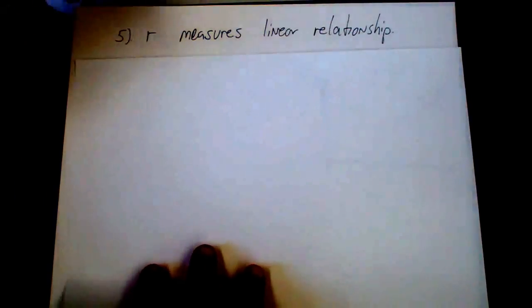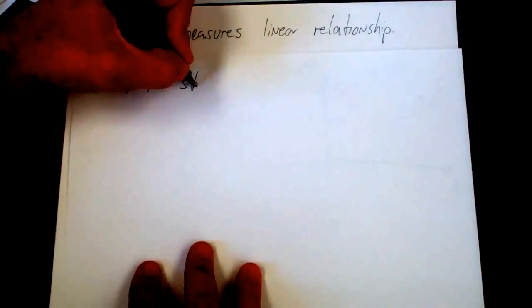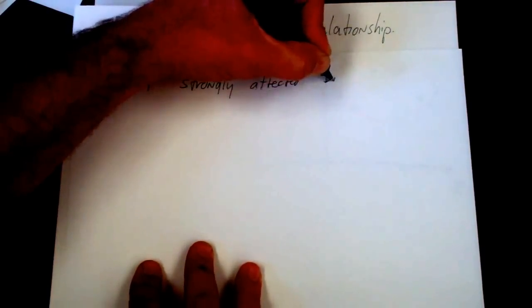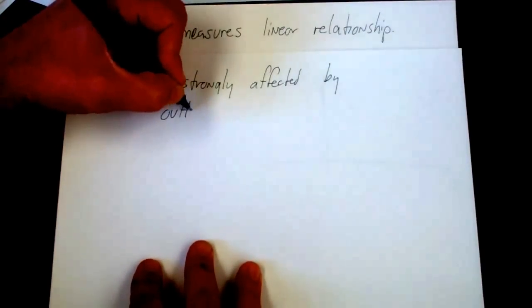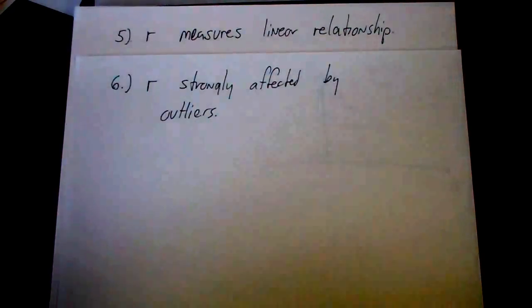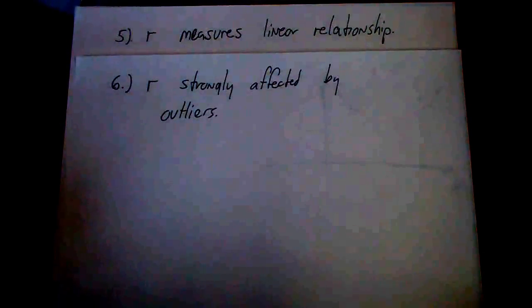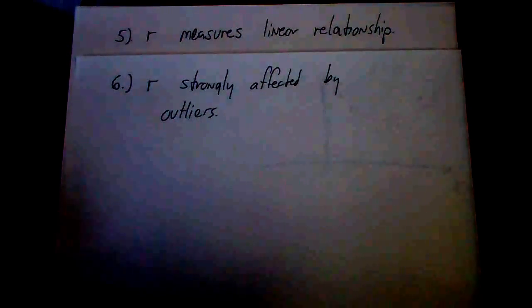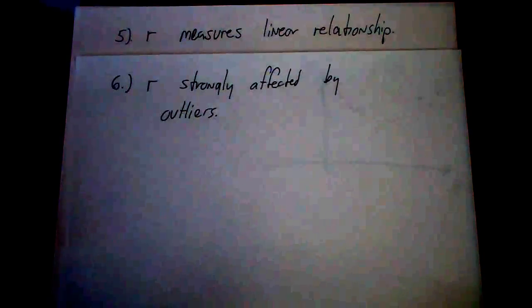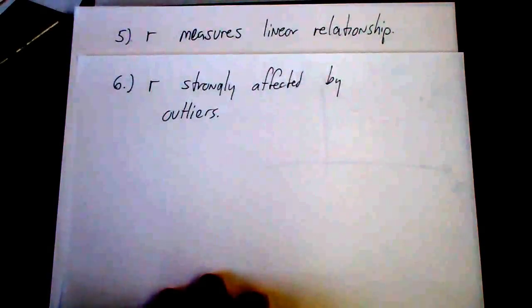The sixth fact is that R is strongly affected by outliers. What we mean by that is if you had a lot of data, but one particular individual or one particular observation was very different than the others, then that could really affect your measure of R. So you have to be very careful with outliers.